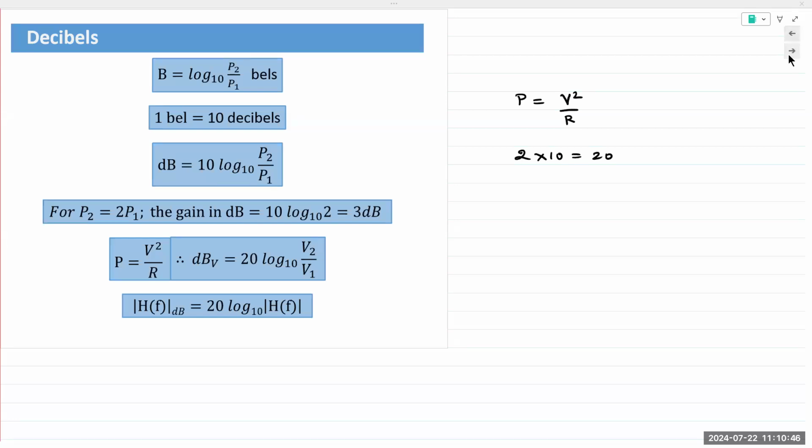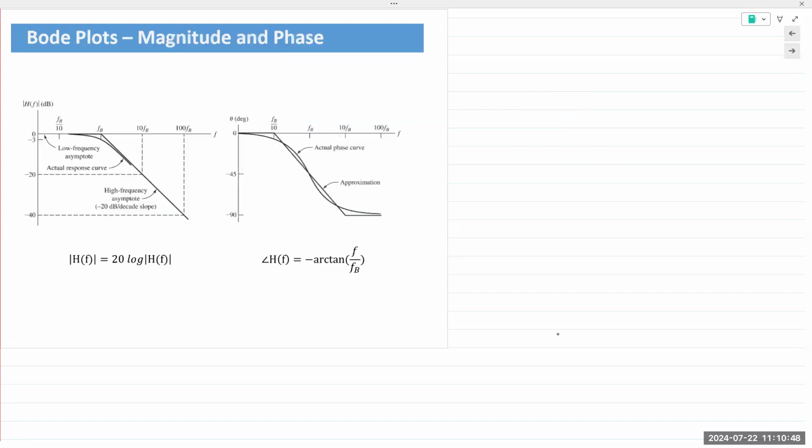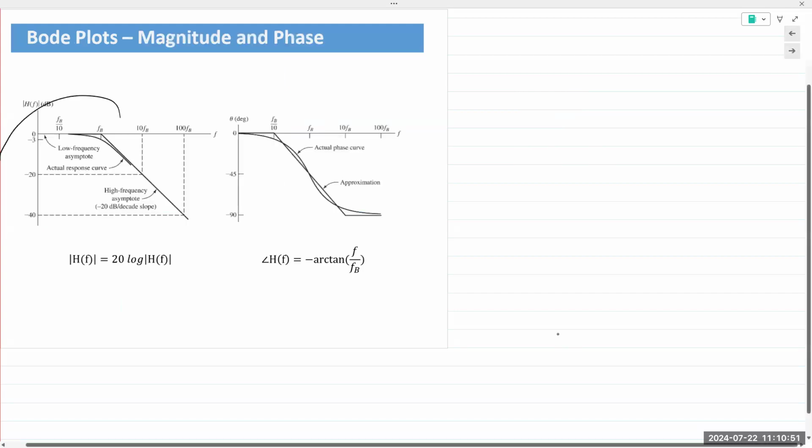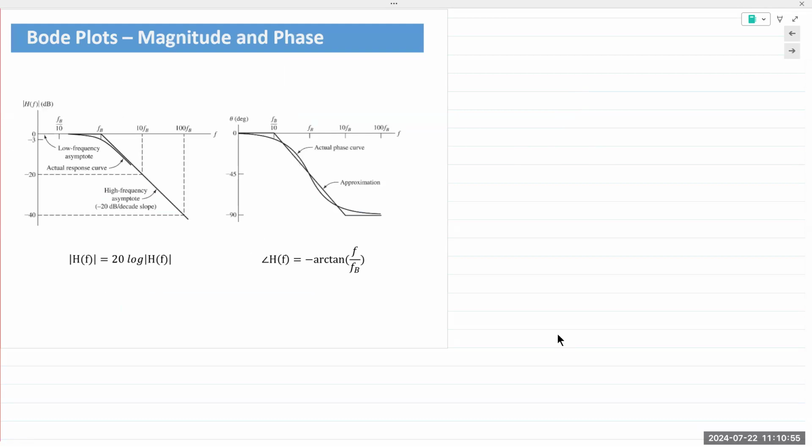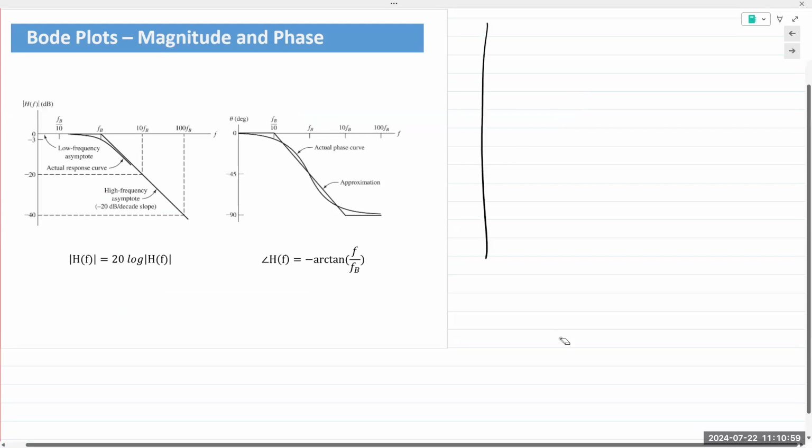All right, let's look at the last slide before we take a short break. So Bode plots basically exist for both magnitude and phase. We use straight line approximations to plot. So I'm going to draw without the axes. If this is a low pass filter, this would be where the break frequency occurs.